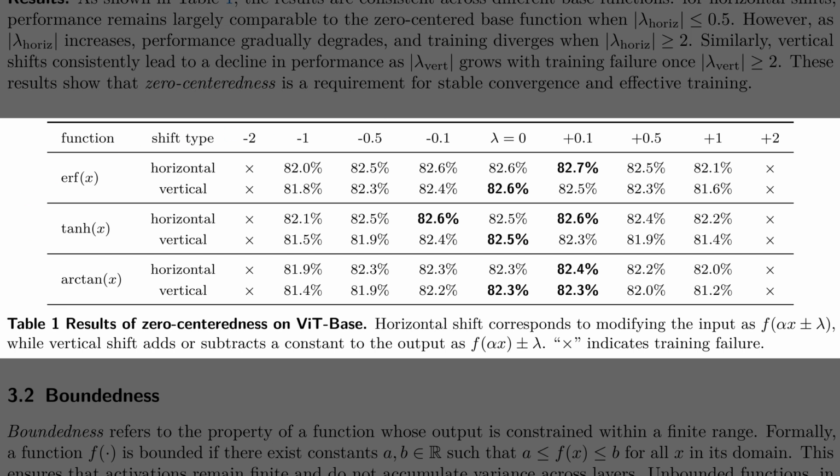So while Figure 2 clarified the 4 desirable properties, Table 1 puts zero-centeredness to the test in ViT base. The table shows that small horizontal shifts up to about 0.5 keep accuracy near the unshifted case. Larger shifts, and especially vertical shifts, steadily reduce accuracy and often cause training failure. The pattern holds for ERF, TanH, and ArcTan, which strongly supports zero-centered outputs as a stability requirement.